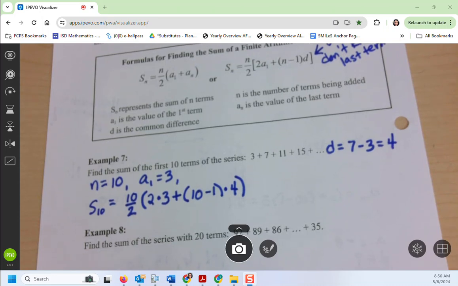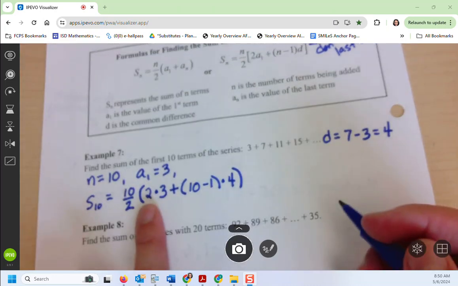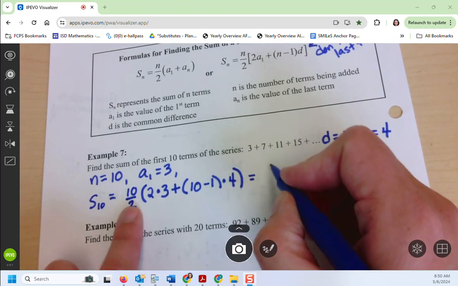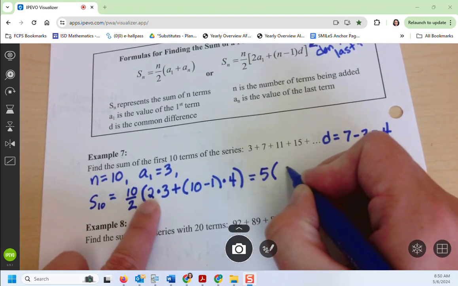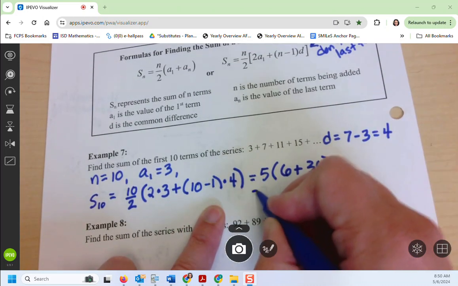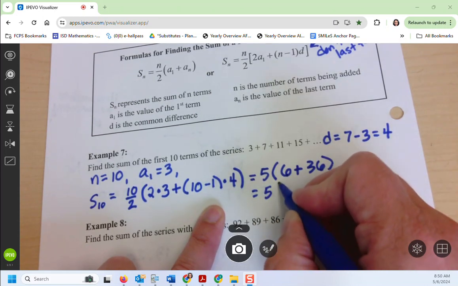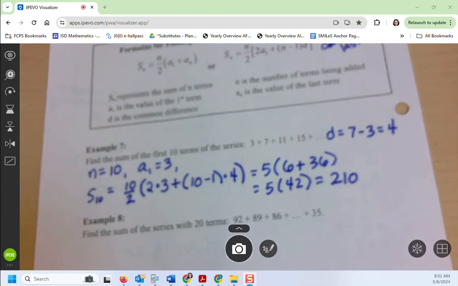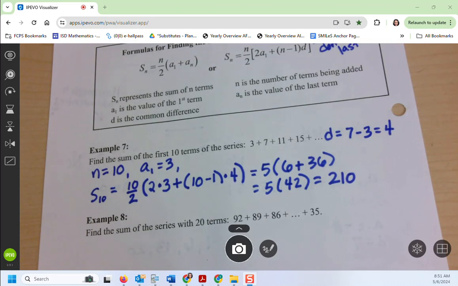You can also do it step by step. What answer are you guys getting? 210's right. If your calculator is not getting that answer for you, I can look at it with you and see how you might have entered it incorrectly. I'm going to show you the steps too. So this is 6 here, and then this is going to be 9 times 4, which is 36. So this is 5, this is 6, plus 9 times 4 is 36. And then 5 times 42 is how they get 210. But it's okay if your calculator did all those steps for you. You just needed to know how to substitute into the formula.